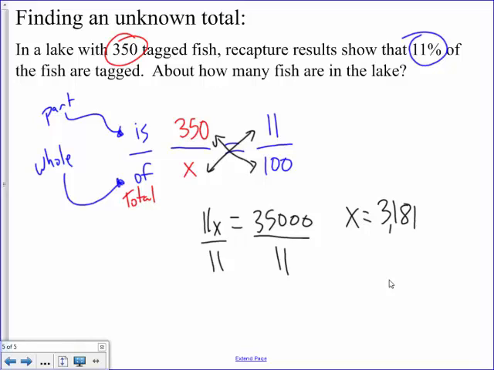We get about 3,181. It says 0.818, and it keeps repeating like that. Well, we don't want to round. We don't want a decimal amount of fish, so we're going to say about 3,182 fish. So technically you should say about, right? Because it's not exact. So there we go. Just using that percent proportion or proportional thinking to apply it to some real world situations.